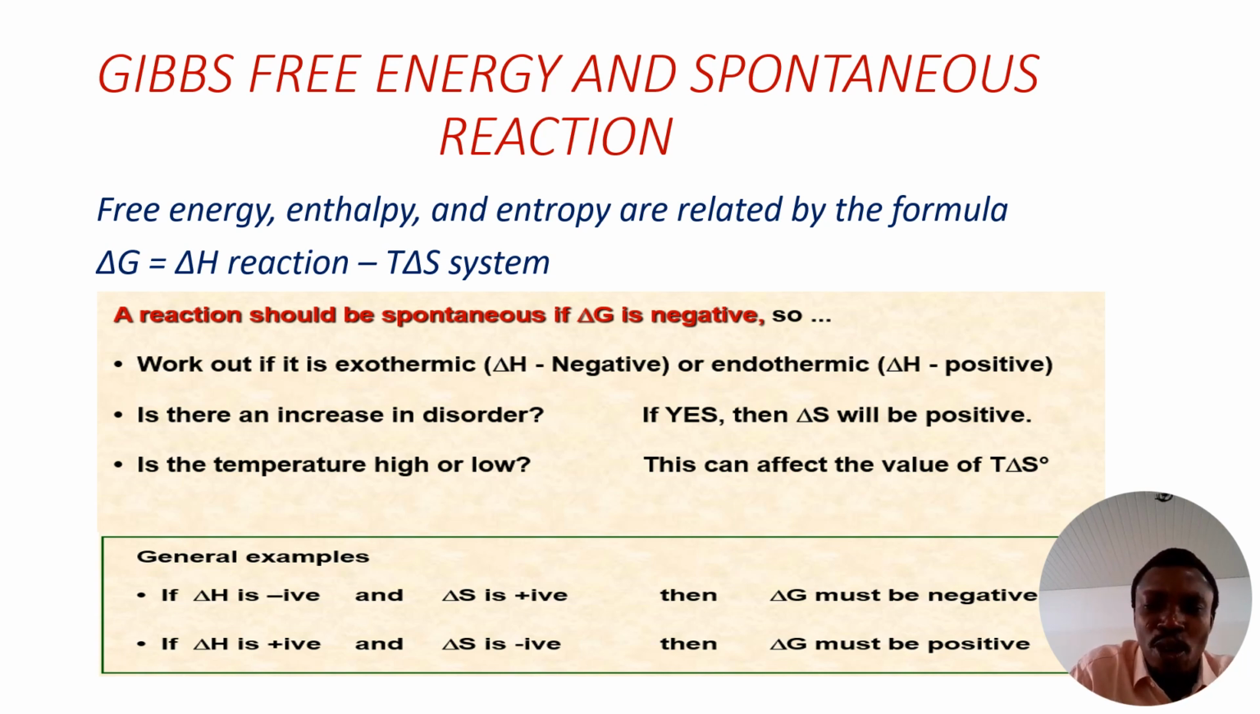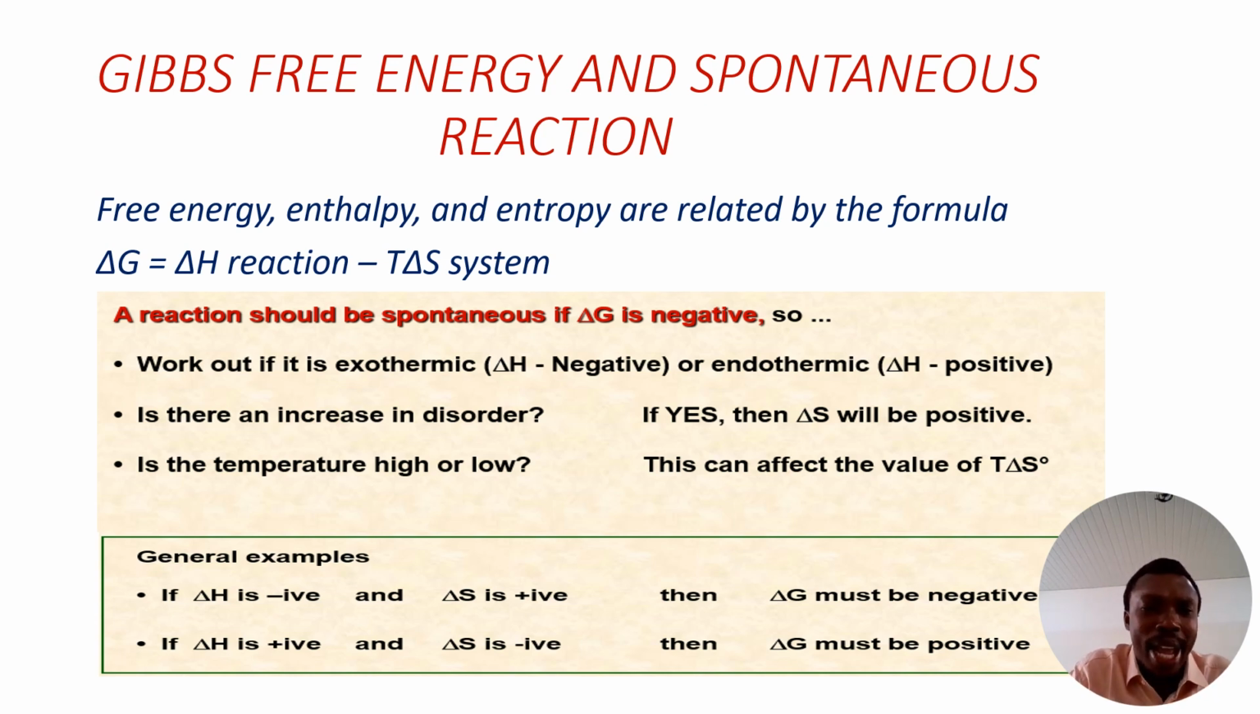The next thing we have to consider is the entropy change of the system. If there's an increase in disorder, that means the entropy change is positive. If there's a decrease in disorder, that means the entropy change is negative. Then the next thing we need to consider is the temperature. Is the temperature high or low? It can affect T delta S. It can affect the entropy of the system.